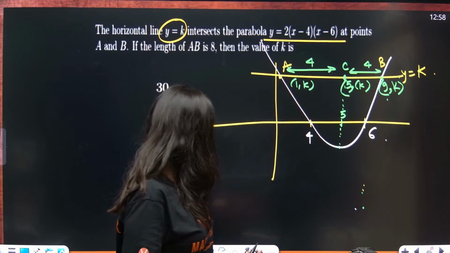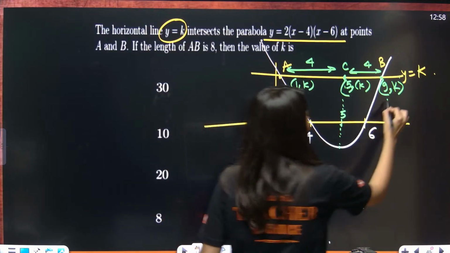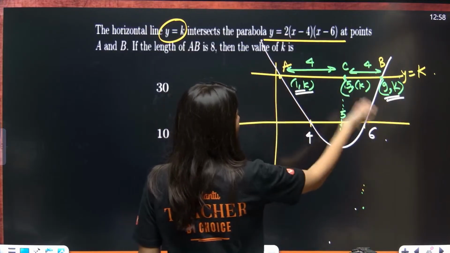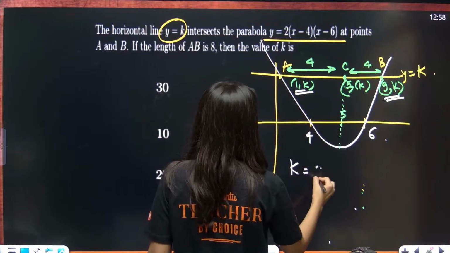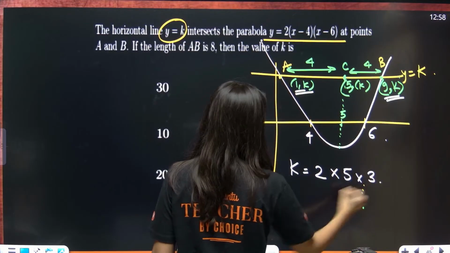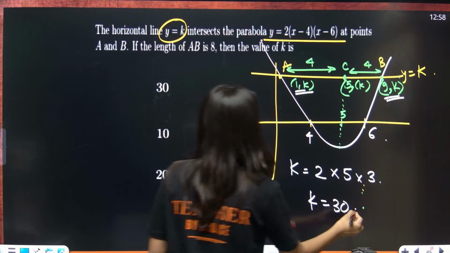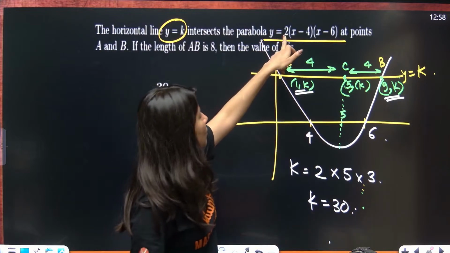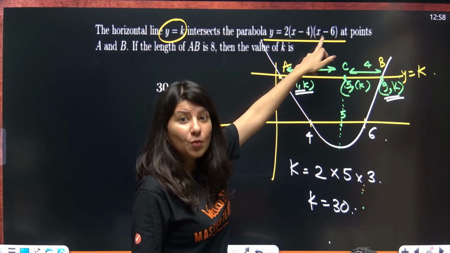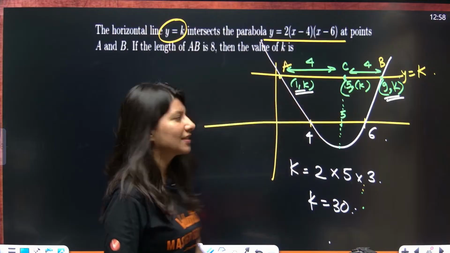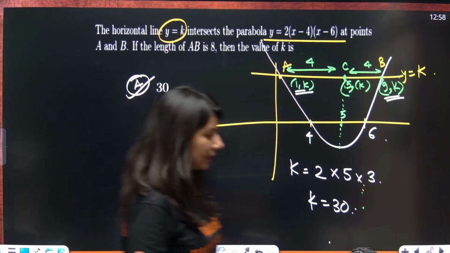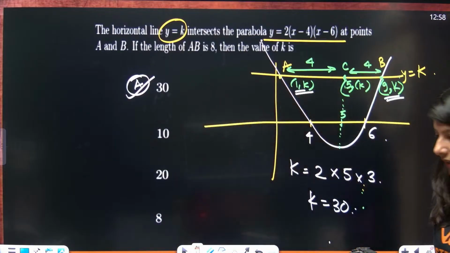Let me talk about 9 comma k, I think 9 comma k or 1 comma k, both will give you the answer. So now put y is equals to k, 2, 9 minus 4 is 5, 9 minus 6 is 3. So k is coming out as 30. Or you can put x is equals to 1 also. So this is 2 into minus 3 into minus 5. Then also you are going to get 30. Okay. So option A is absolutely correct. Okay, everybody.